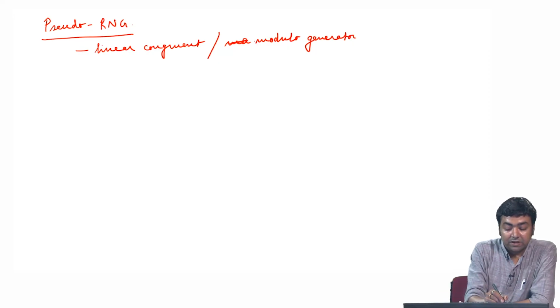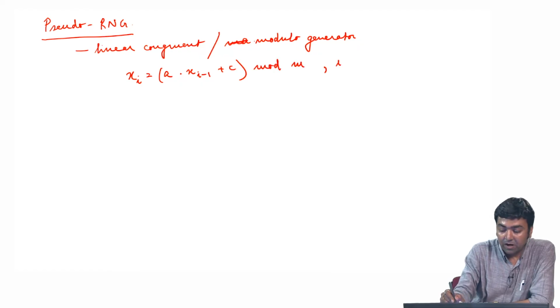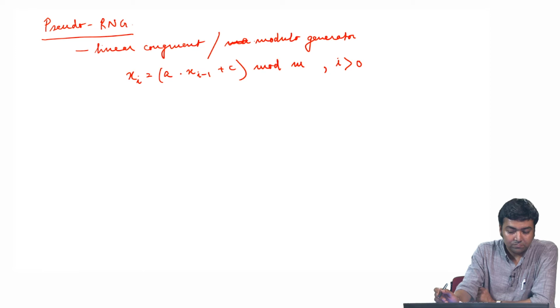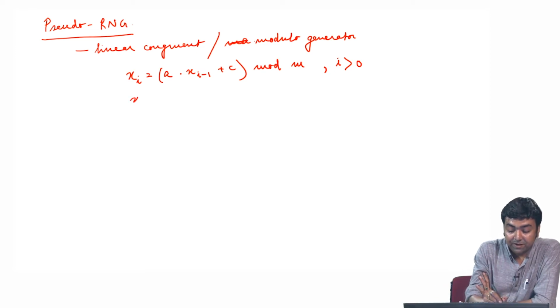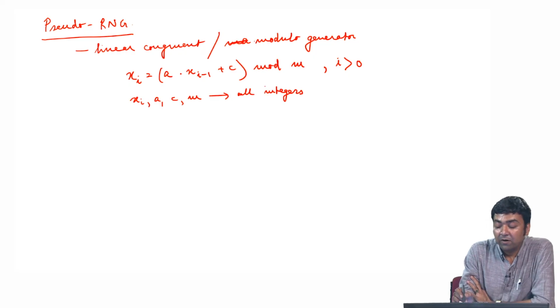So, basically what it does is it uses an equation of this type: x_i = (a·x_(i-1) + c) modulo m for i greater than 0, and each of these, x_i, a, c, m, are all integers. Since it does modulo mathematics, that is why this is called a modulo generator.